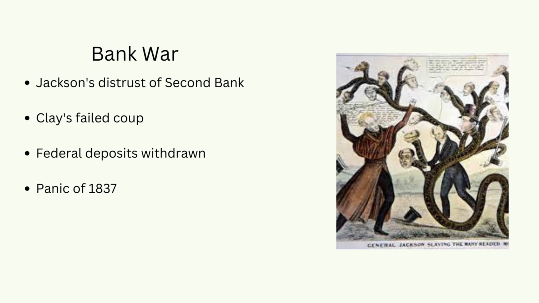But that's not fast enough for him. What Andrew Jackson does instead is he orders all the federal deposits that have been made in the national bank to be withdrawn. He's essentially taking all the money out of the bank, which means it can't issue loans, it can't repay its debts, it cannot conduct its business. So he's trying to kill the bank by taking away the deposits.